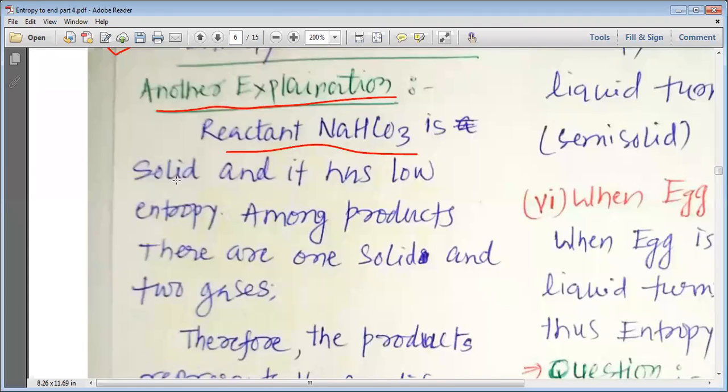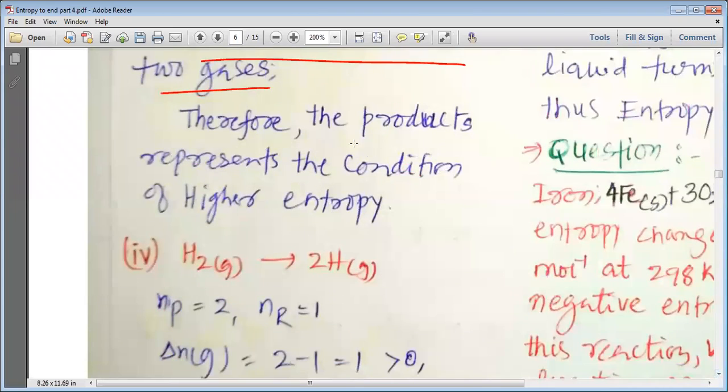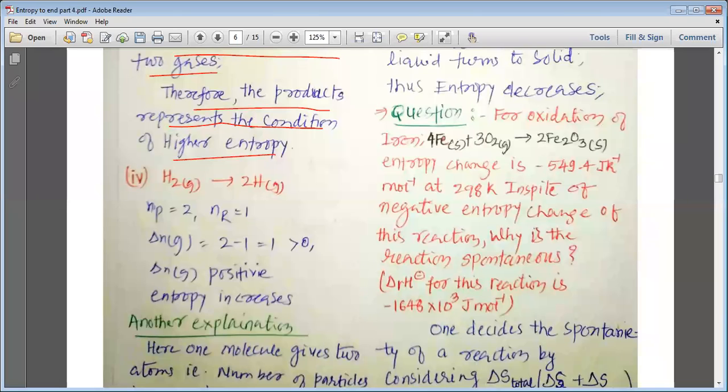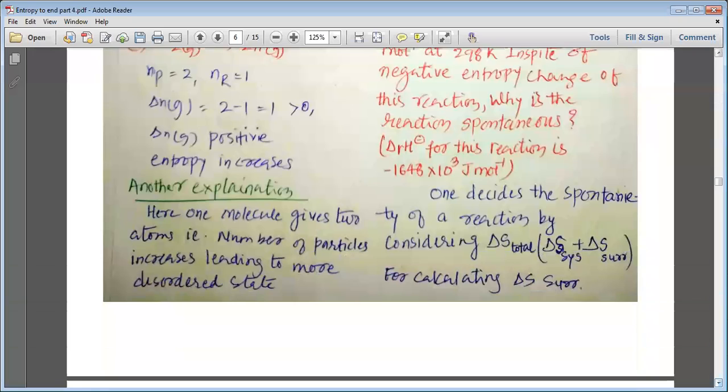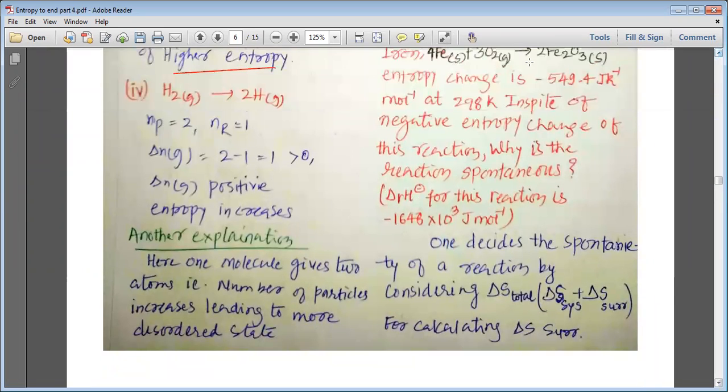Here the reactant is NaHCO3 solid and it has low entropy. Among the products there are one solid and two gases. So this is another kind of explanation, and therefore the products represent the condition of higher entropy. So this is how we can say that entropy has increased in this case, but that is what we explain with the help of a verbal explanation. We do not have numbers.